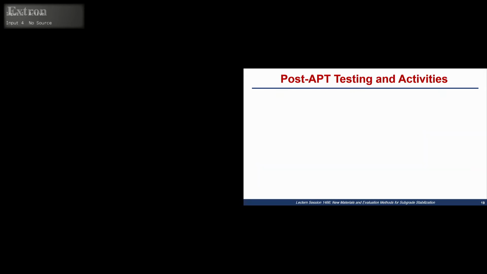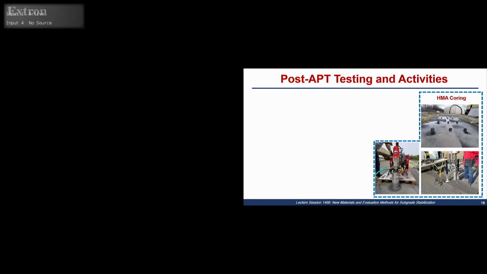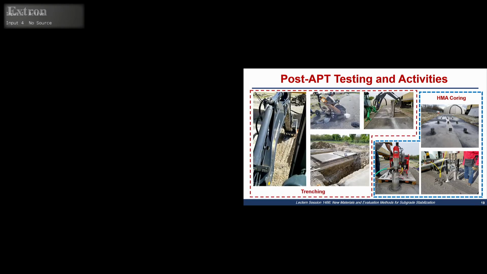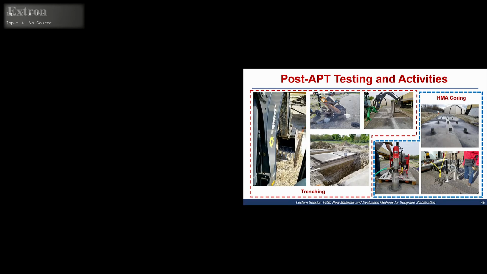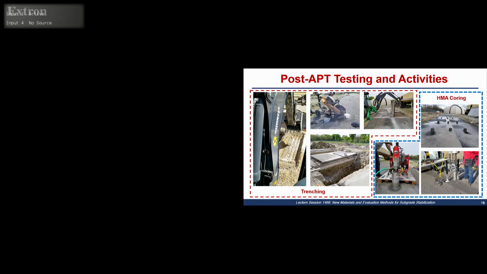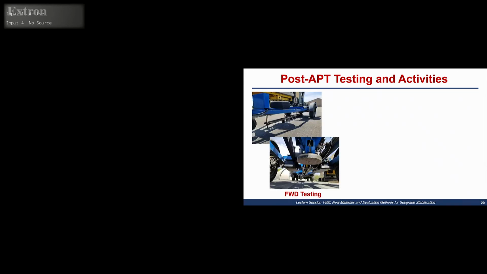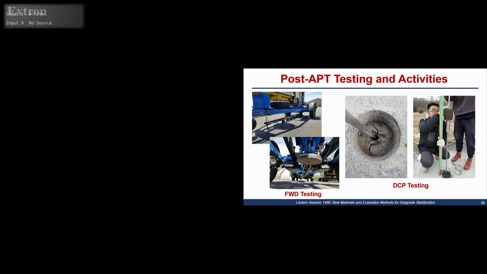In the second part, I'm going to talk about the post-APT testing and activities that were done. These are not in particular order, but we did HMA coring for the test sections. We also did trenching to expose the test sections and take accurate measurements of the thicknesses of each of the subsurface materials. And we also did FWD, of course, before the trenching and the coring, to get the surface deflections and back calculate the layer moduli. We also did DCP testing through the cores.